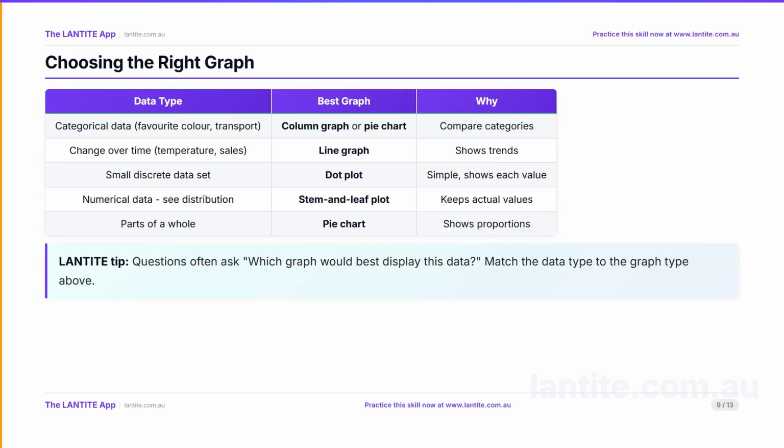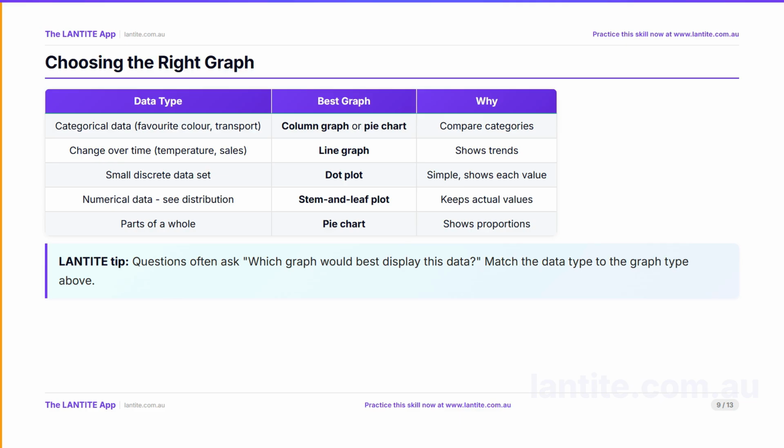Choosing the right graph is a very common LANTITE question. Here's a simple guide. For categorical data, like favorite colors or transport methods, use a column graph or pie chart. For data that changes over time, like temperature or sales figures, use a line graph to show trends. For small discrete datasets, a dot plot works well.